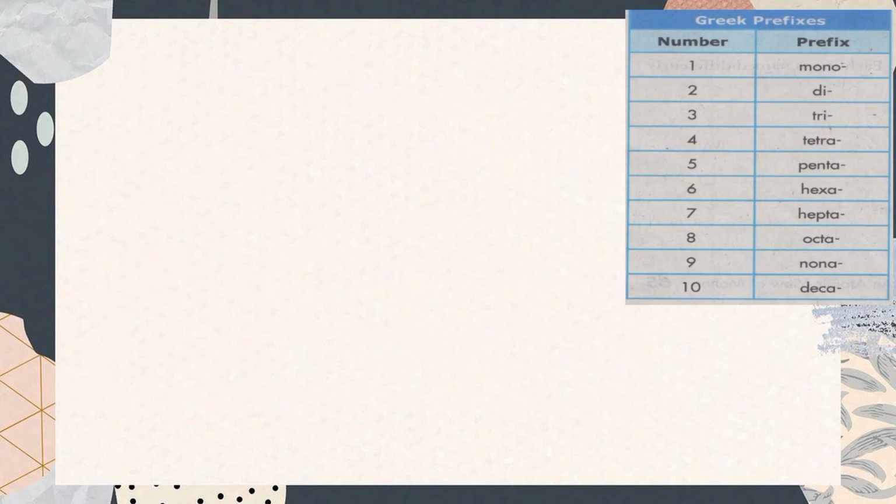Listed on the table are Greek prefixes used to indicate the number of atoms. Mono for 1, di for 2, tri for 3 atoms, tetra for 4, penta for 5, hexa for 6, hepta for 7, octa for 8 atoms, nona for 9, and deca for 10 atoms.